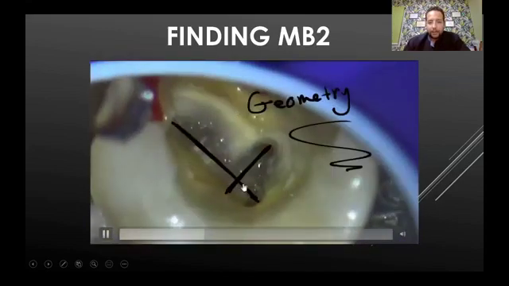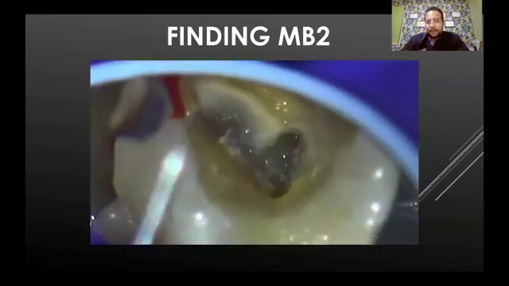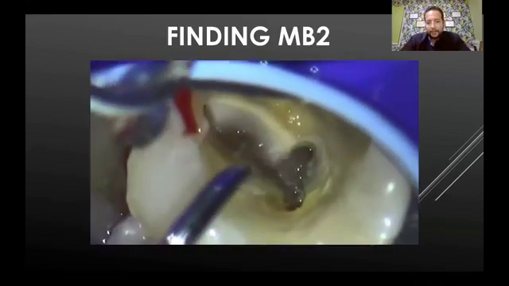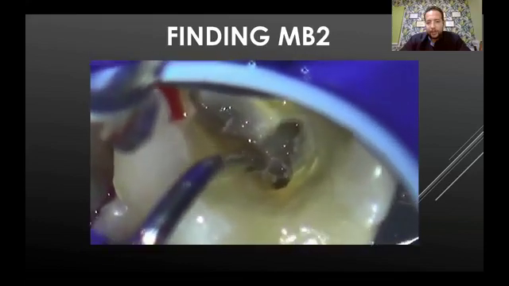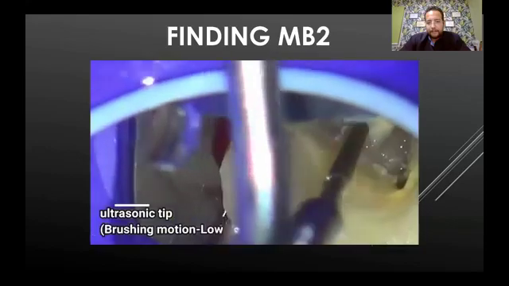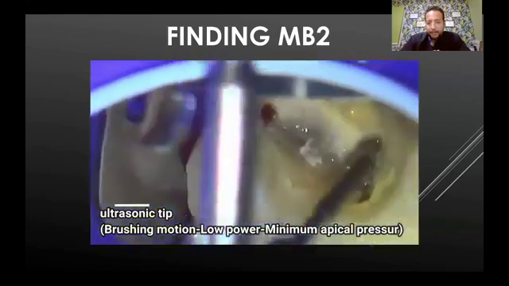Now this is our geometry, the cross shape, and the dentine map. As we clean more of the pulp geometry, the dentine map will be more obvious. That's the DG60. Start to feel the catch. As we said, I can't stress that enough: brushing motion, low power, minimum apical pressure.